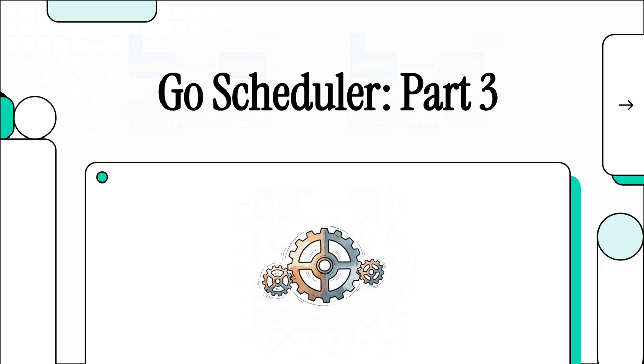Welcome back to the engine room of the Go runtime. We're diving right back into our explainer series on the GMP model. This is part 3, and we're looking at work stealing, parking, and spinning threads.